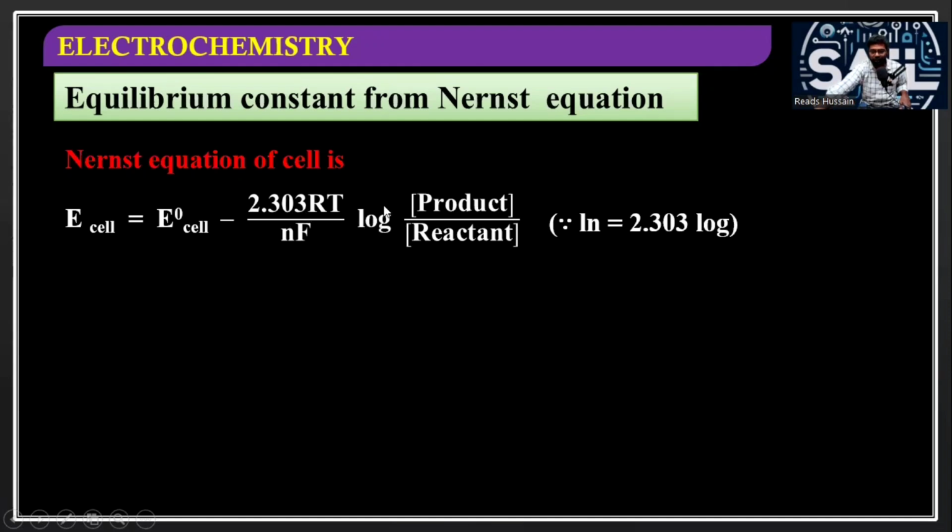Actually, earlier we have taken ln, no? So to convert the ln into log, we have to use 2.303. So it is 2.303 RT by NF log of product concentration by reactant concentration. As mentioned here, ln is equal to 2.303 log.